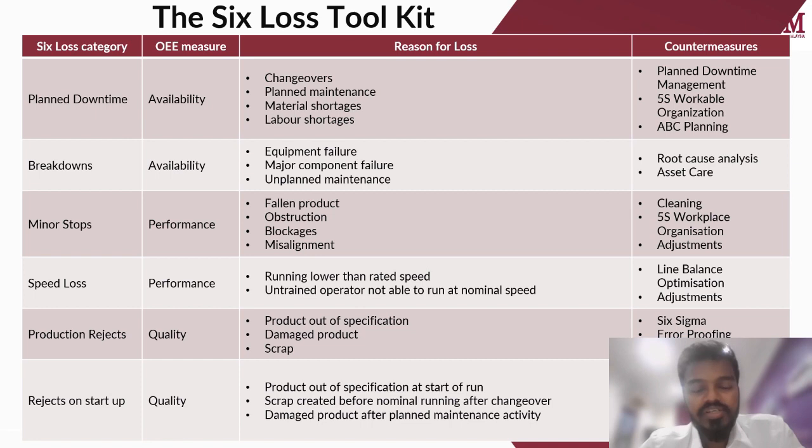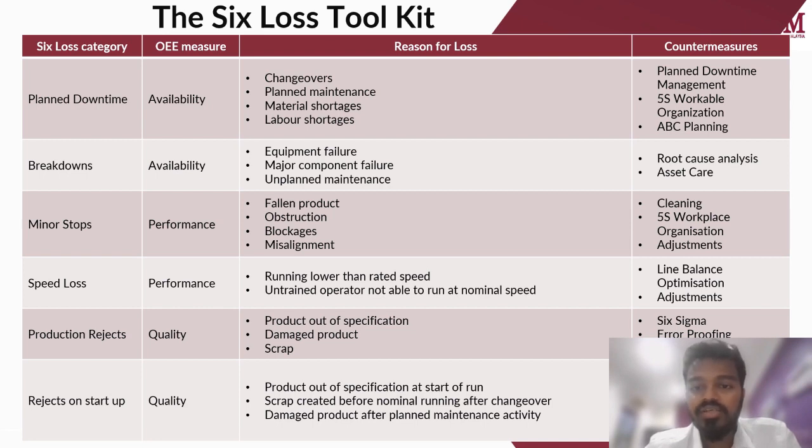Okay, the 6 loss toolkit. As you already know, the OEE measures three categories. First is availability, second is performance, and third is quality. Each category is further divided into two. For availability, it's planned downtime and breakdowns. For planned downtime, the reasons for loss are changeovers, plant maintenance, material shortages, and labor shortages.